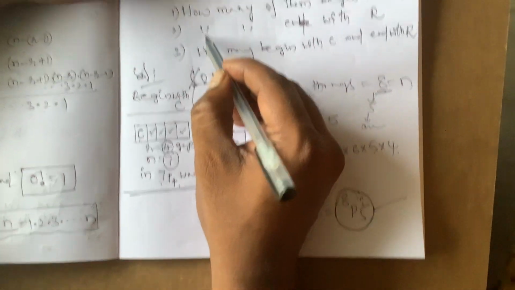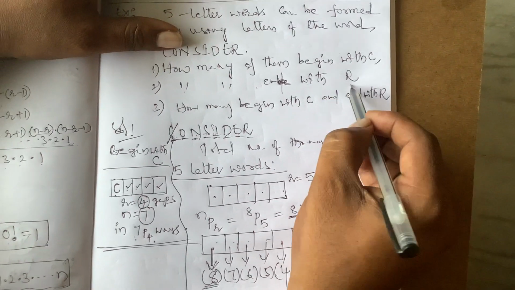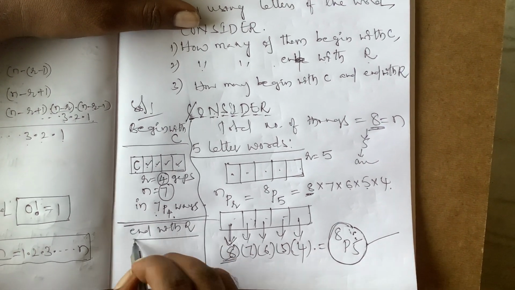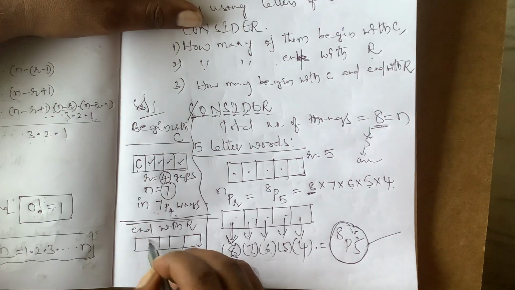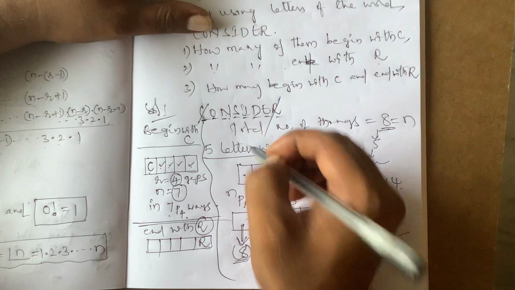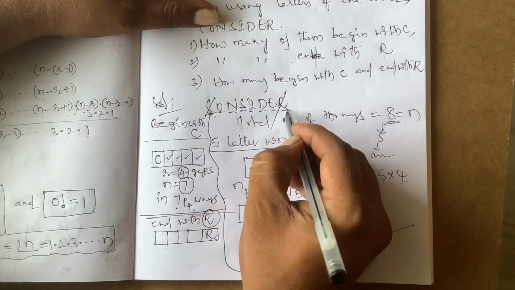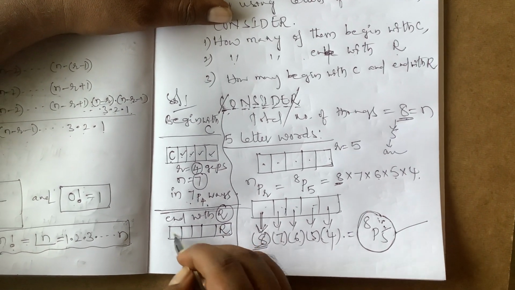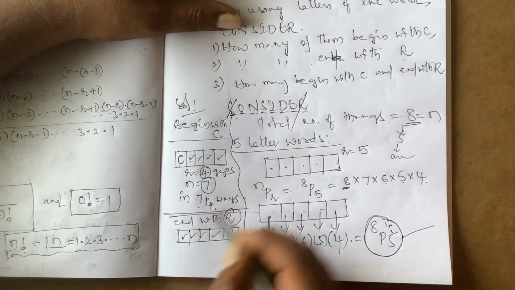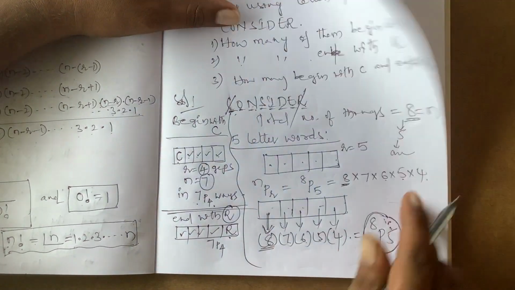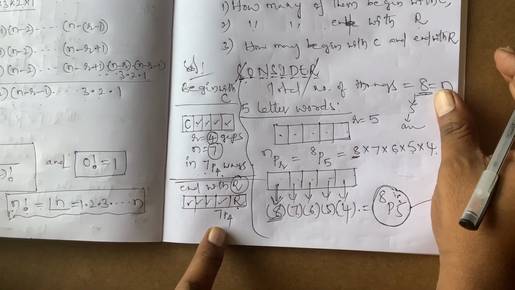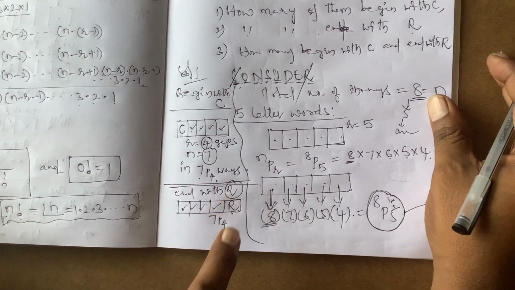Next bit. What is the next bit? How many end with R? That is the bit. So end with R. Same thing. Take 5 gaps. 1, 2, 3, 4, 5 gaps. End with R means fix R here only. Then cancel this R, considering R already fixed here. Then how many gaps remain? 4 gaps are there. Remaining 7 letters are there. Again same thing, 7P4 is the value. So out of 8P5 5-letter words, 7P4 5-letter words end with R.